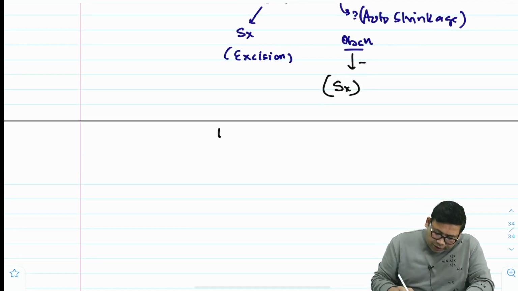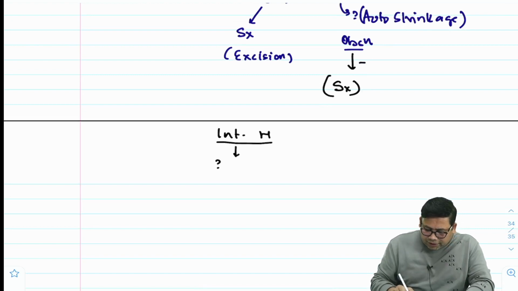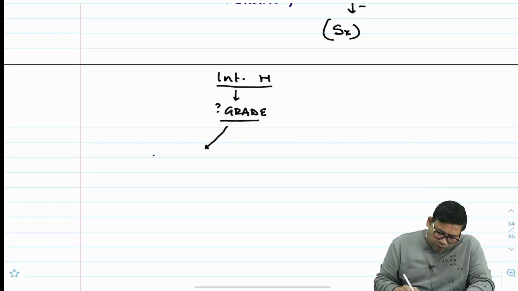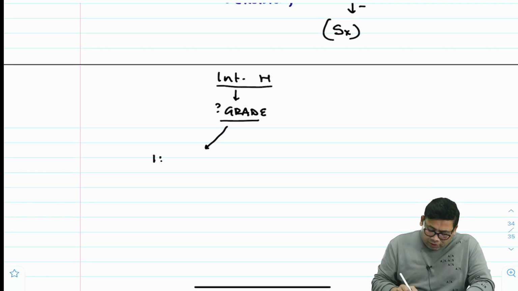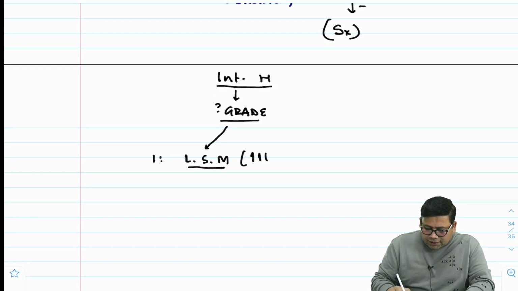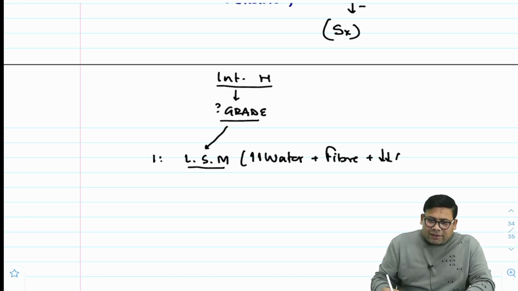So when we talk about the internal hemorrhoids, now what is the plan? For internal hemorrhoids, the next question is, what grade do they belong to? The answer could be, sir, it is grade 1. So if it is grade 1, then you have to go for LSM. What is LSM? Lifestyle modification. So increase water, increase fiber, and along with that decrease the tendency of constipation. So you are going to advise laxatives to the patient.